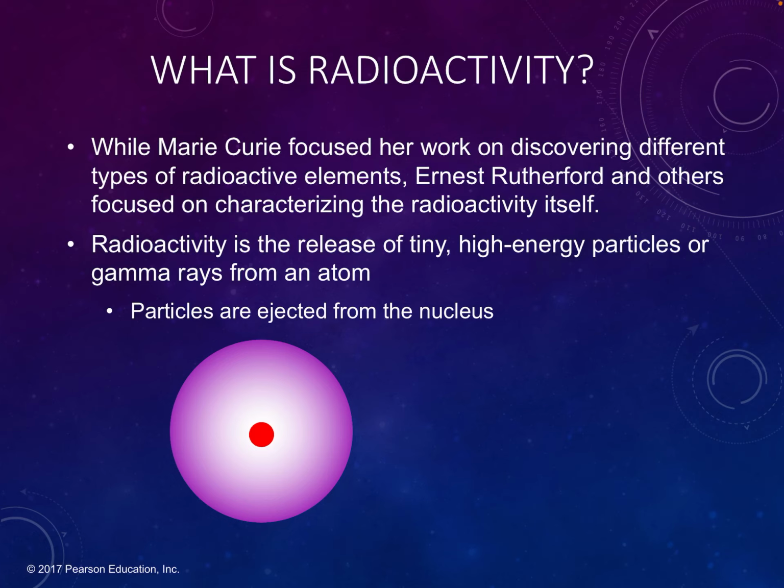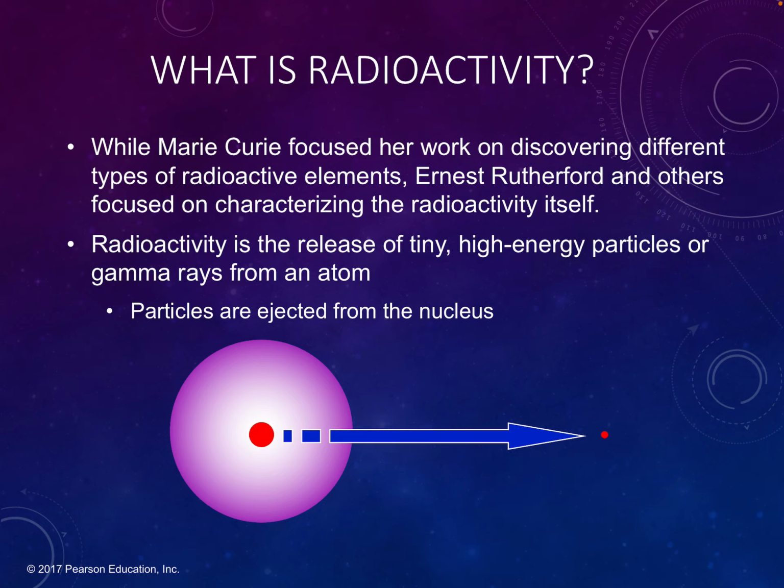But radioactivity in general is the release of these tiny high energy particles or gamma rays. It can be either one or both from an atom. And these particles are being ejected from the nucleus. So again, the reason we call this nuclear chemistry is because everything has to do with the nucleus. This is very different from most other types of chemistry that we've talked about in this class and in Chem 1 and any other chemistry class you've had, because normally we're not dealing with the nucleus.